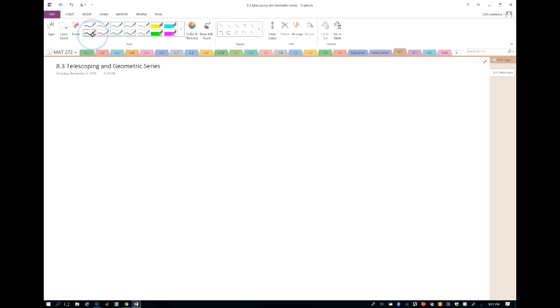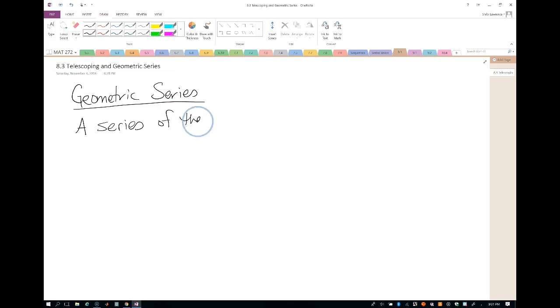So one very important type of series that has its own test is called a geometric series. And we actually saw these in the last couple sections, but I didn't specifically name it. I wanted to wait until we got to this point. So a geometric series is a series of the form: we're going to be taking the sum from 0 to infinity of a times r to the n.